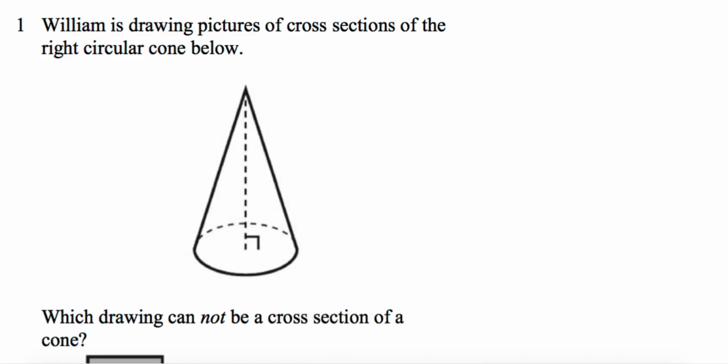Let us look at some questions from January 2016 Geometry Regions. Alright, let's get started here. So the first question is talking about the cross section of the right circular cone here below. Now, which of the drawings is not or cannot be a cross section? Then let's look at it.